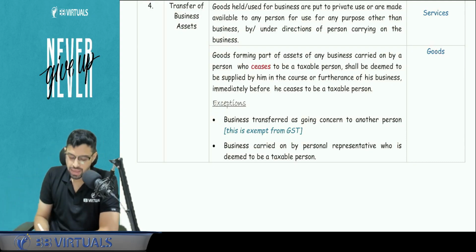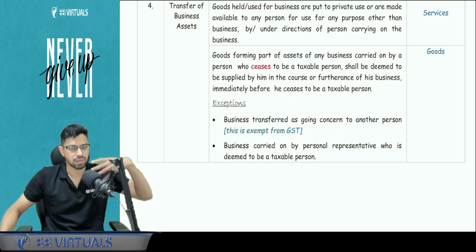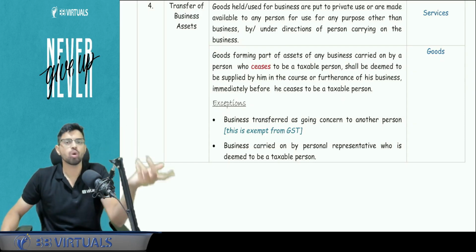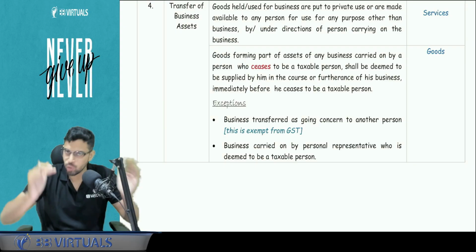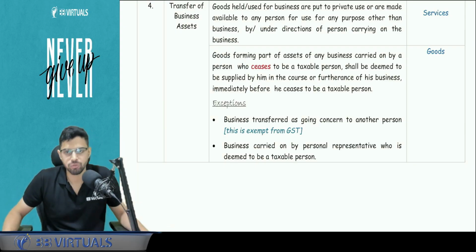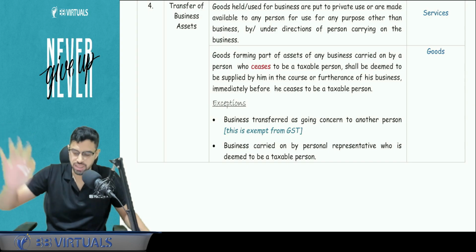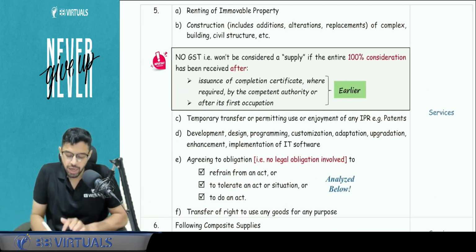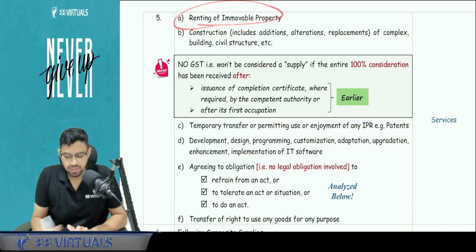Secondly, I am transferring the business as a going concern. I cease to be a taxable person because I sold my business as a going concern. Going concern means it's a running business. I'm not closing it down. This transfer as a going concern is exempt under chapter number 4. So no GST, hence obviously no scope of being a supply of goods. Renting of immovable property is also service. Yes, it is a service.